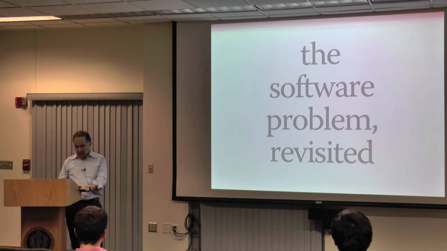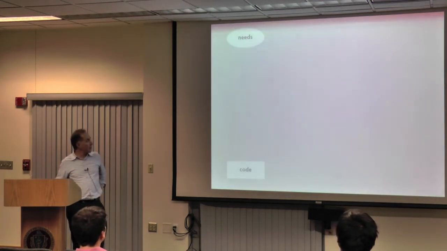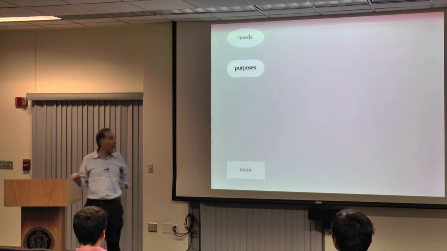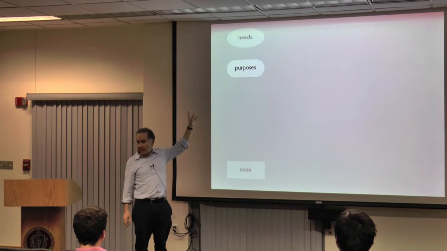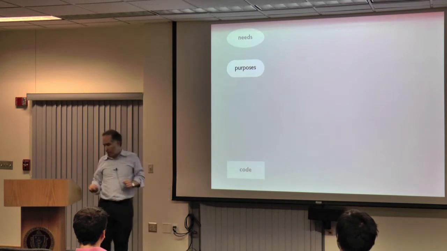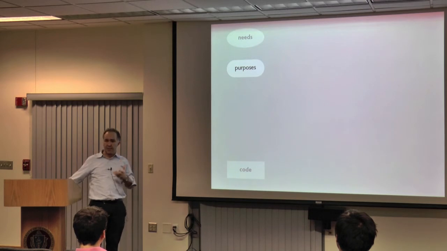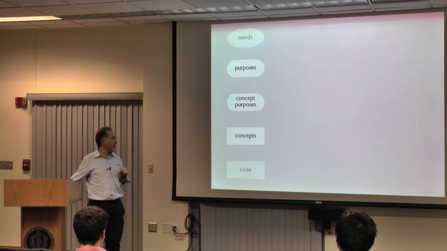So I would like to think about the problem differently. Instead of having requirements and specifications between the needs and the code, I'd first of all like to articulate the needs as a collection of high-level purposes. And then I would like to invent what I'm going to call concepts to fulfill those purposes. And the concepts will be characterized by individual concept purposes and then concepts.